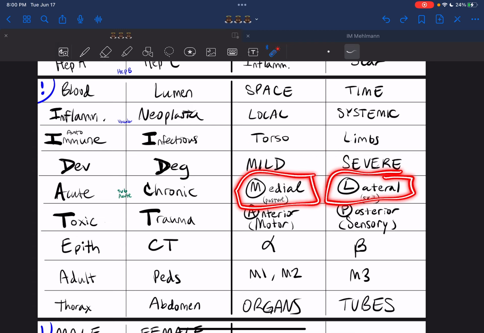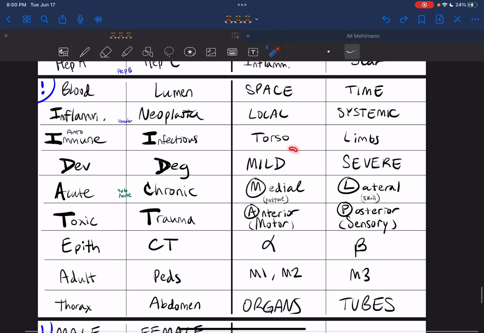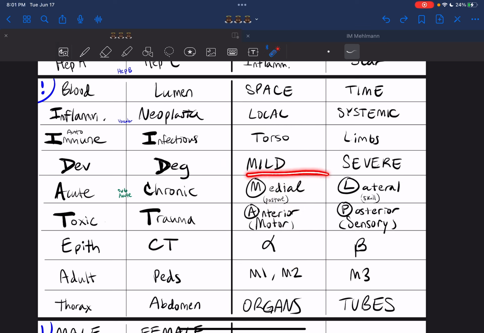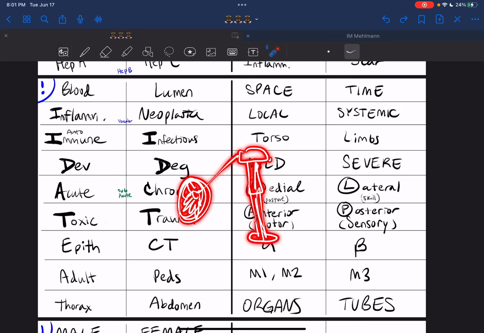Medial versus lateral. And in neuro, when you're looking at your brain and your brain stem and your spinal cord and all these things, medial versus lateral equals posture versus skill. So posture and balance versus skilled movement. Posture and balance has to do with your trunk and your legs to keep your balance, whereas skilled movement has to do with your hands and your fingers, the ability to play piano and stuff like that, which is, of course, lateral. Posture is medial, skilled movement is lateral.